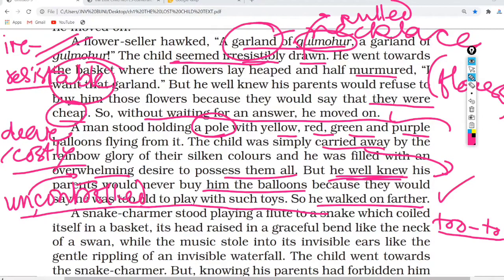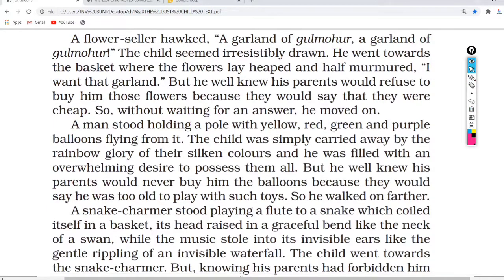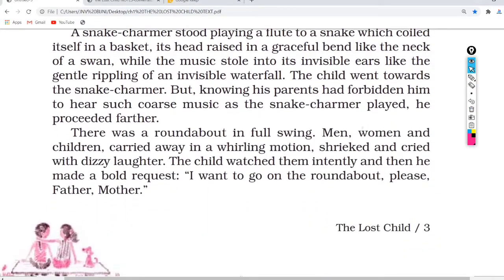Similarly, here also the parent will tell that you are too old to possess or play with these toys. You are too old to play with such toys, means you are so old that you cannot play, you are unfit to play with these toys. That was the feeling, that was the answer of the parents, and he knew it very well, and therefore he wanted to go further. Then another attraction was there. Another attraction you will see in the form of the snake charmer.